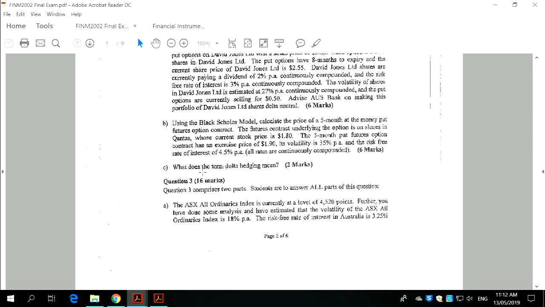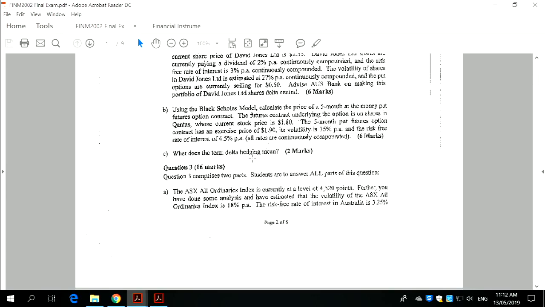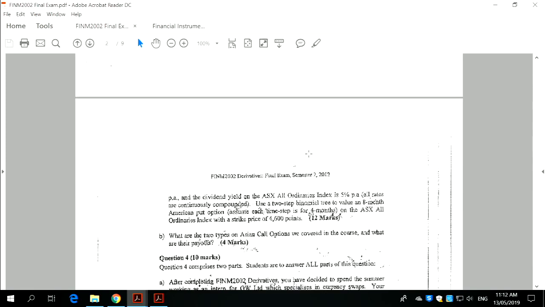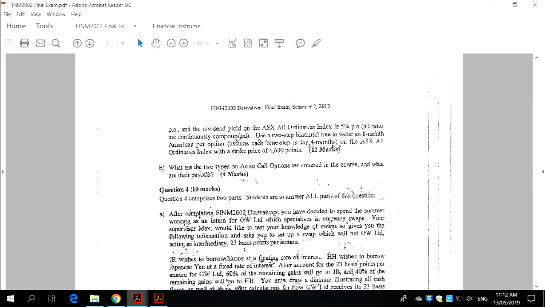Sometimes the exam would throw you some theory questions, say, what does the term delta hedging mean? Then the third question is simply binomial option pricing, but then you get thrown a definition question from this week: what are the two types of Asian options? That's the sort of question you would expect.